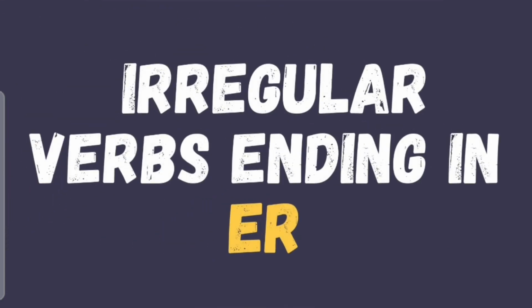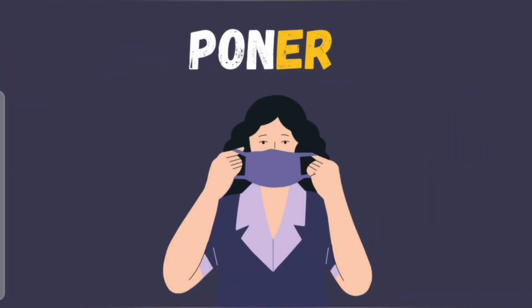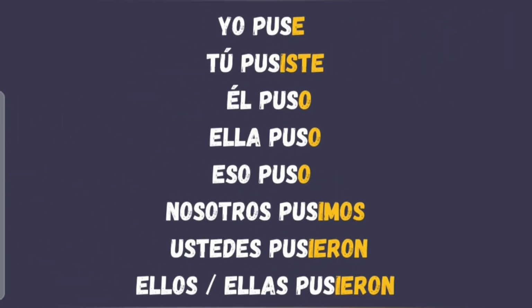All right, so now let's go to our irregular verbs ending in er, okay? Remember, irregular verbs are changing the root word, and sometimes also the endings. So let's see the first verb. We have the verb to put, poner in Spanish. As you can see, the root word is pon. This is the root word, but let's see how you have to conjugate this, and then you will see why it's an irregular verb, okay?